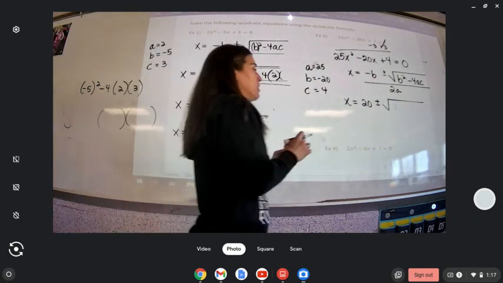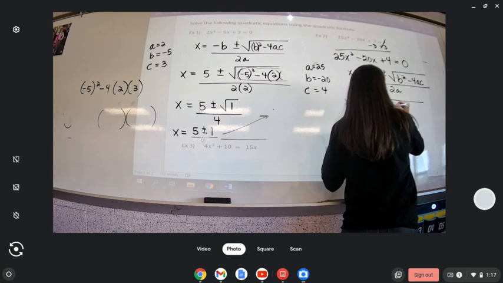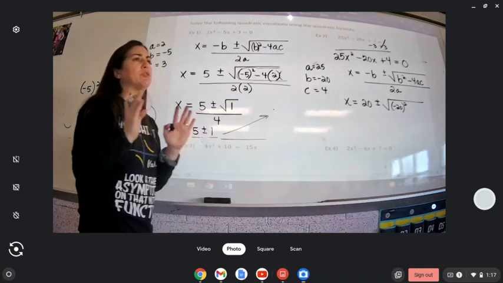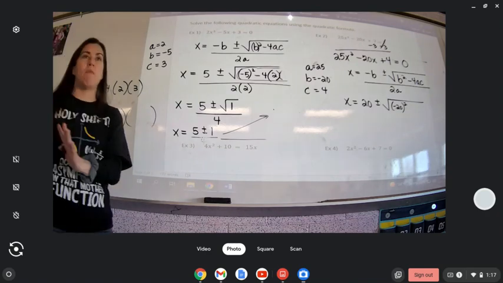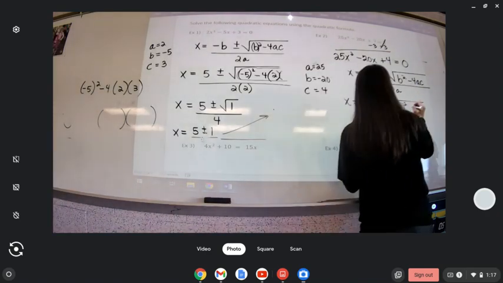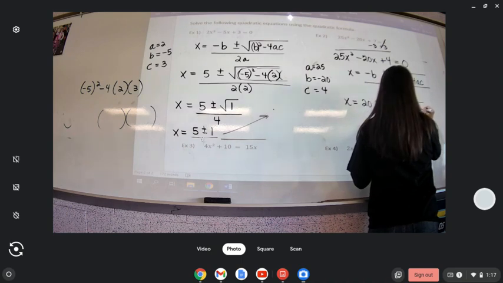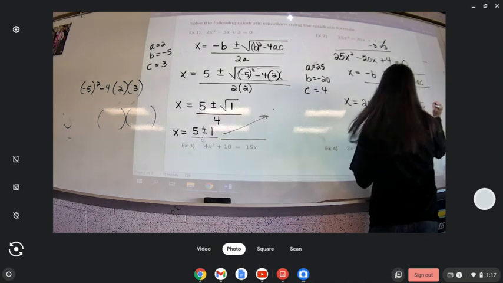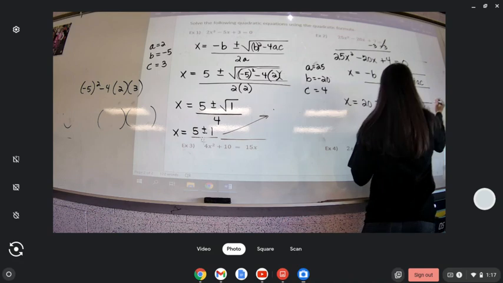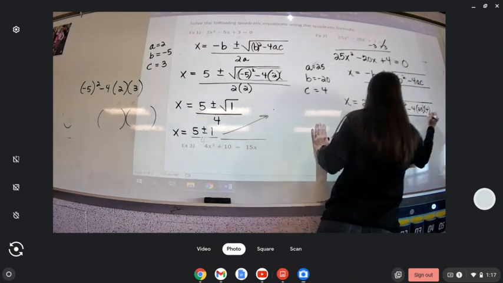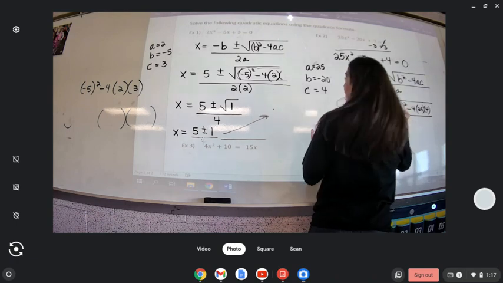Who's B? Negative 20, but put it in parentheses. I don't care if it's positive or negative. Always put B in parentheses when you go to square so your calculator doesn't mess it up. Then we're going to subtract 4. We're going to times it with A, which is 25. We're going to times it with C, which is 4. And then all of this, the entire right side of the equal sign gets divided by 2 times A, which is 25.